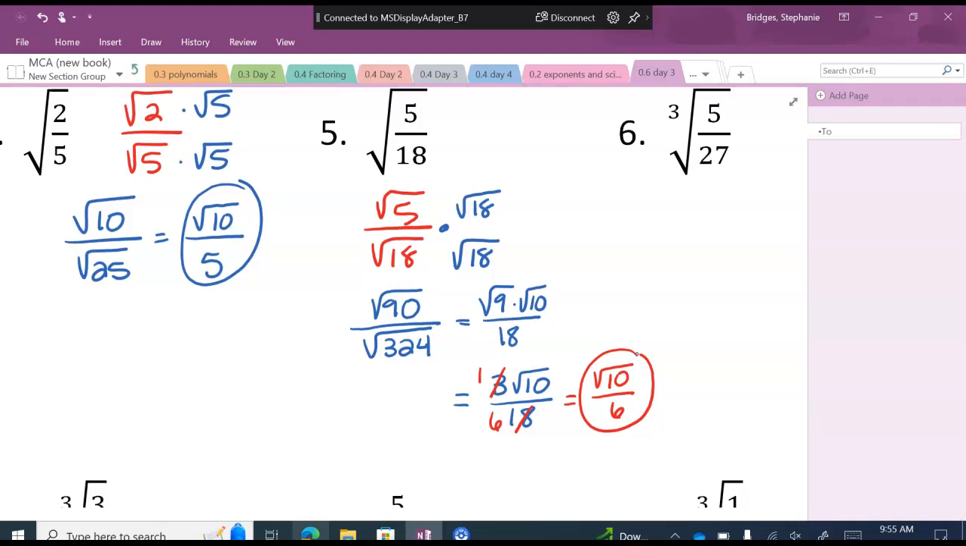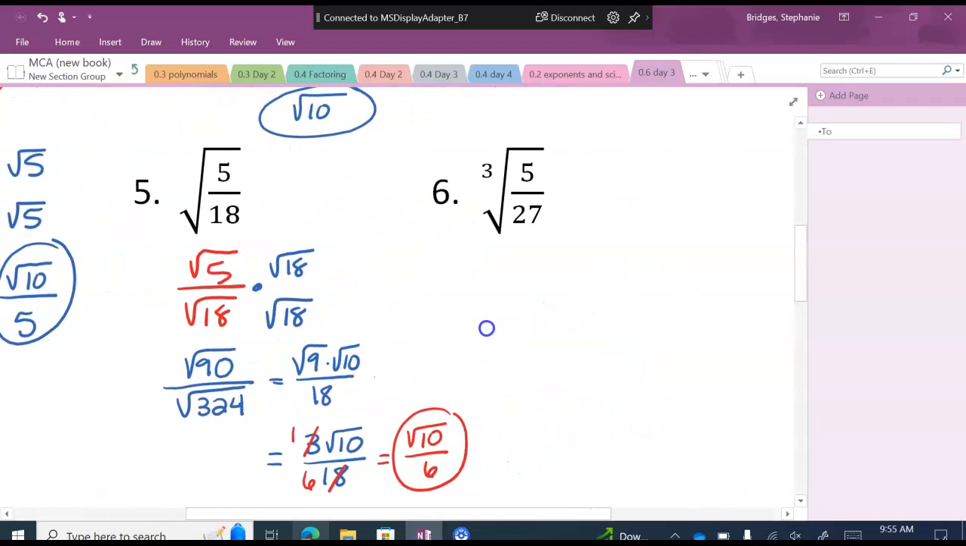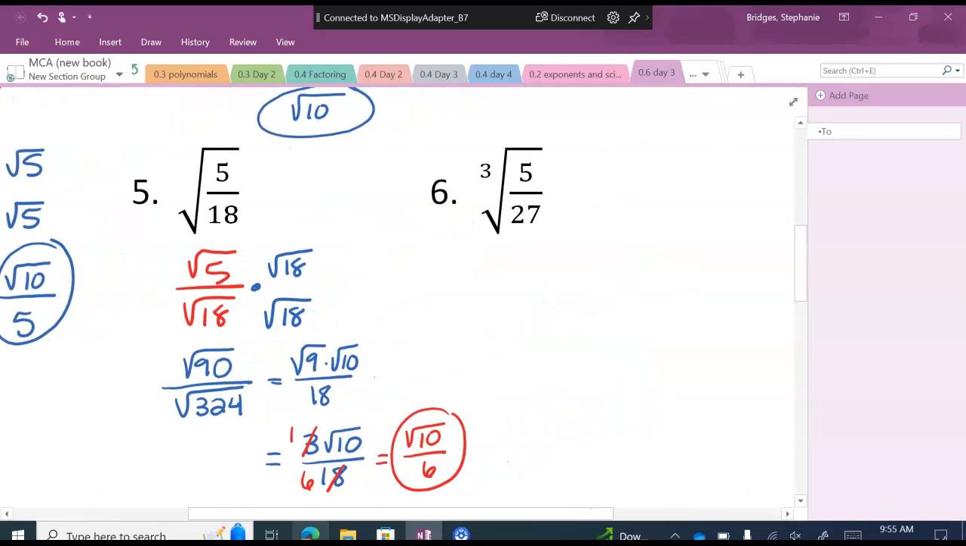So either way is fine. If you don't recognize that 18 has a perfect square in it, it works by multiplying it by 18. You just have to be able to deal with larger numbers. That's the only difference. Is everybody okay with that? Okay. Go ahead and write down number 6.